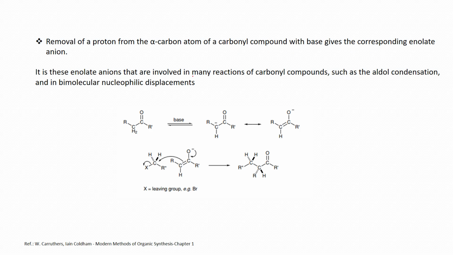Now, the removal of a proton from the alpha carbon atom of a carbonyl compound with a base gives the corresponding enolate anion. It is these enolate anions that are involved in many reactions of carbonyl compounds. If we add an electrophile, the enolate intermediate will react in this way: the O minus will come here and attack this double bonded carbon, which is the electrophilic center, and form this type of product.